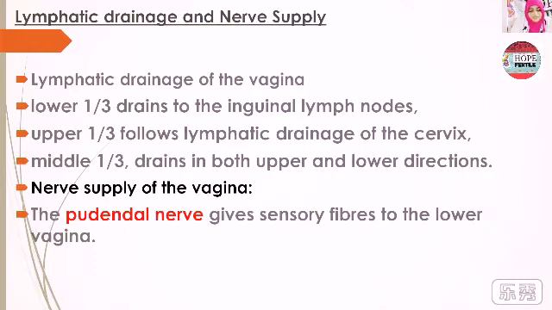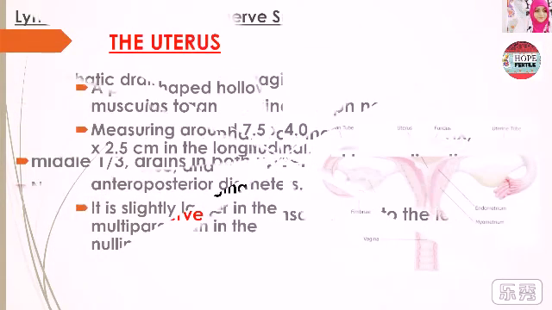Lymphatic drainage of the vagina. Its lower 1/3 drains into the inguinal lymph nodes. Upper 1/3 follows lymphatic drainage of the cervix. Middle 1/3 drains in both upper and lower directions. Nerve supply of the vagina. The pudendal nerves give sensory fibers to the lower vagina.